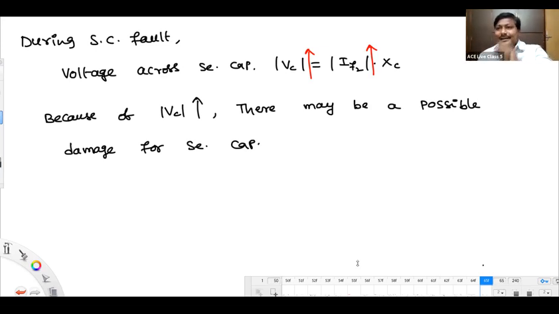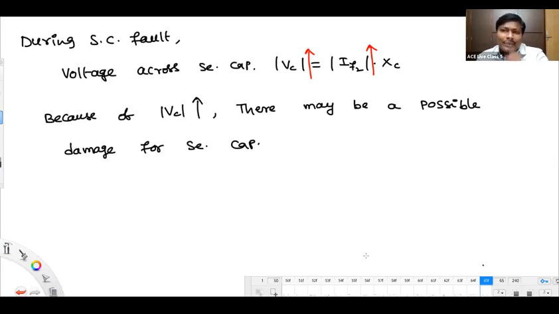Okay, at least, how to overcome the damage of the series capacitor? You please tell me, is the series capacitor getting damaged because of overcurrent or over voltage? Over voltage across it, not over current. It is due to over current in the line causing over voltage across the capacitor. That is leading to damage, right? So it is damage due to over voltage.